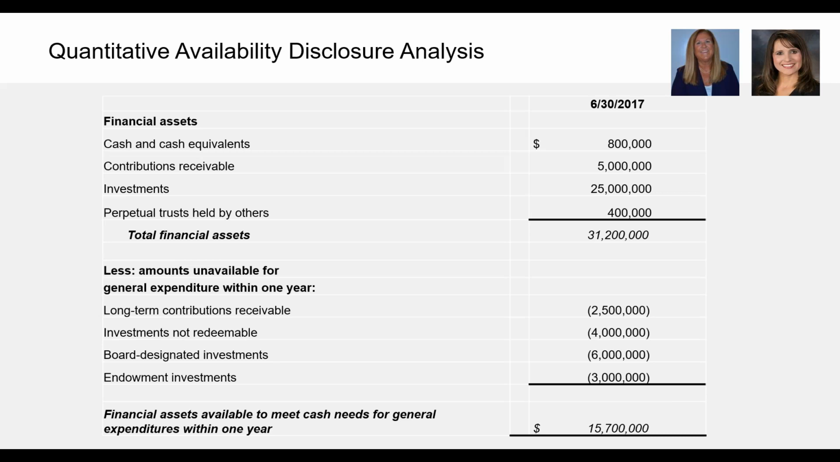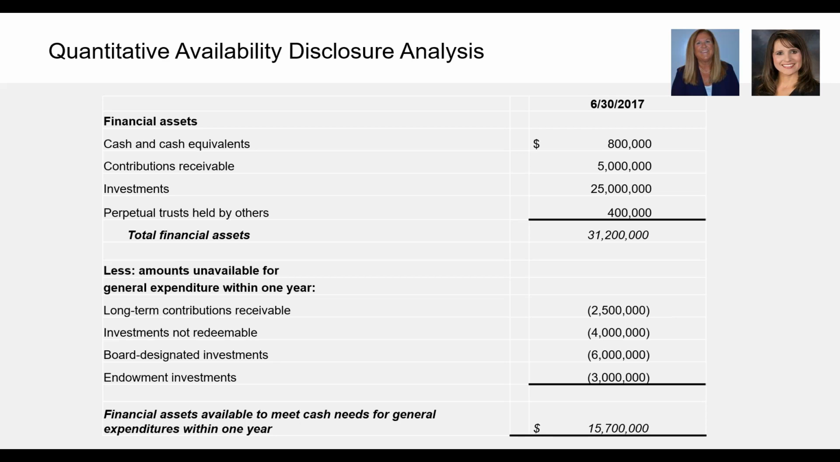So here is an example of the quantitative disclosure. And I'm going to say there are two types of quantitative disclosures. One is a gross quantitative disclosure, and one is more of a net. This is more of the gross disclosure. As we walk through some of these examples, I'll show you examples of both.